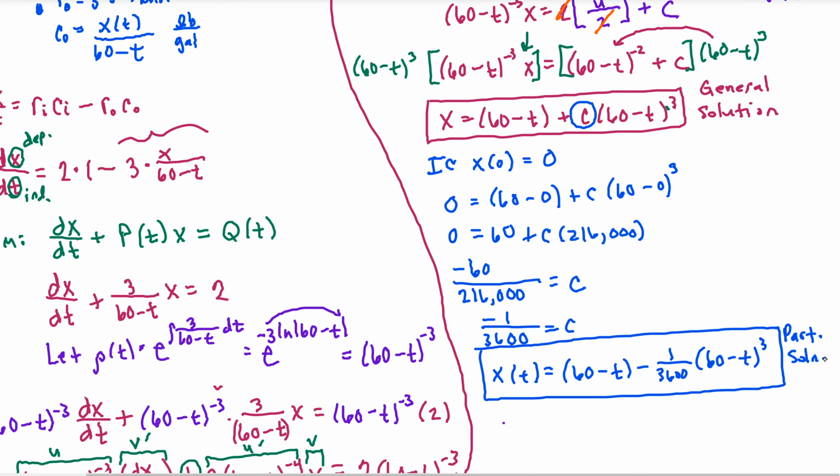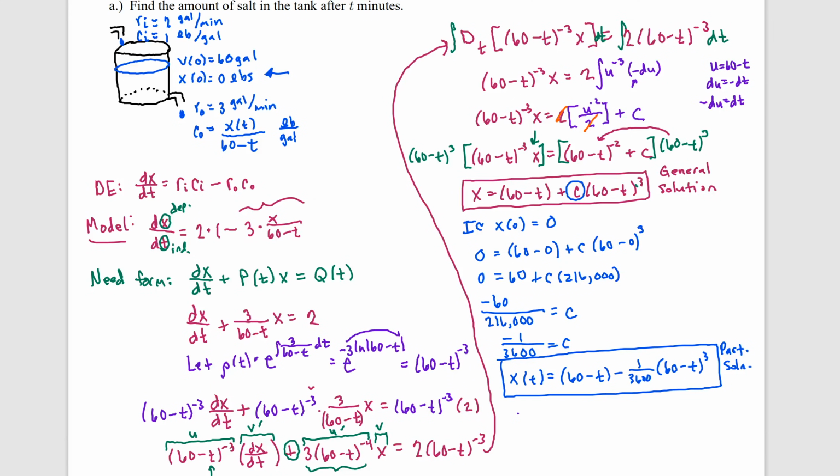So this will predict the amount of salt in the tank at any time t, where the salt is measured in pounds and the time is measured in minutes. So we began with the Ricci-Rocco model to set up our differential equation. We observed that it was first order linear that we could solve with an integrating factor. So we put the differential equation in the appropriate order and identified our integrating factor, applied that to both sides, integrated both sides with respect to t, and that gave us our general solution.